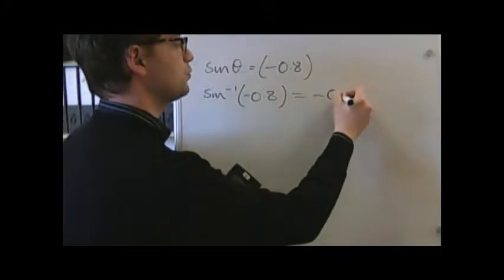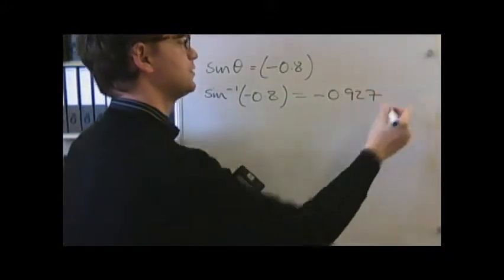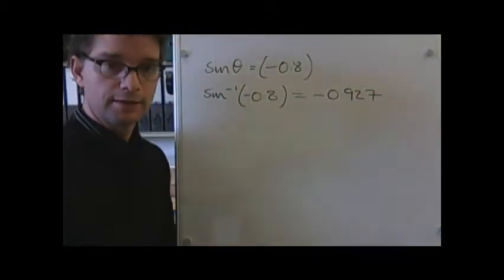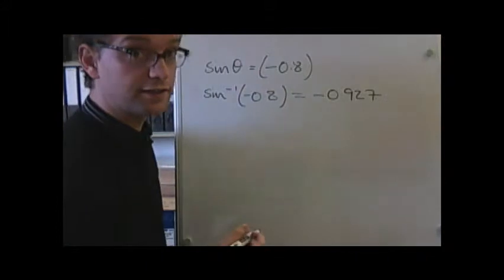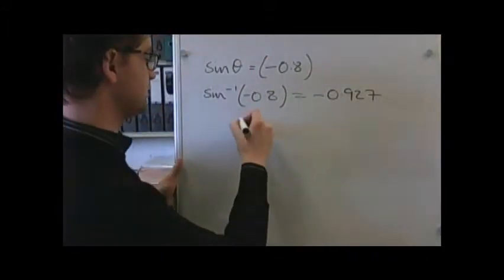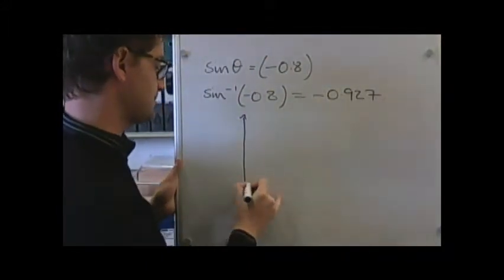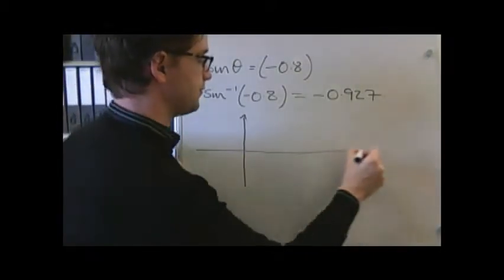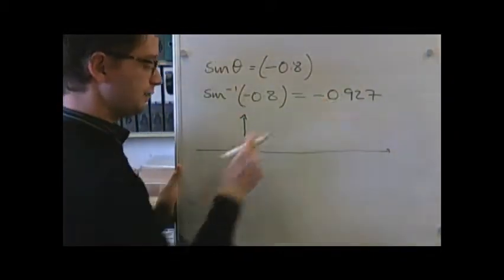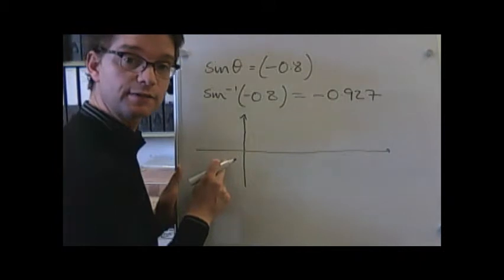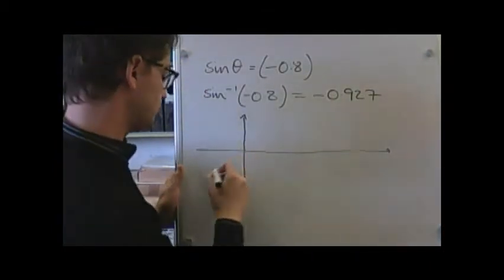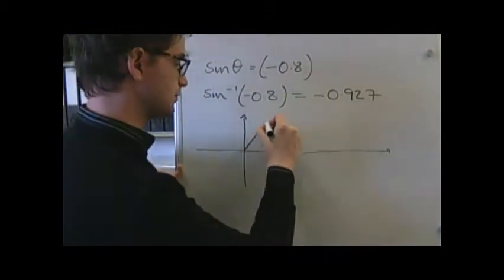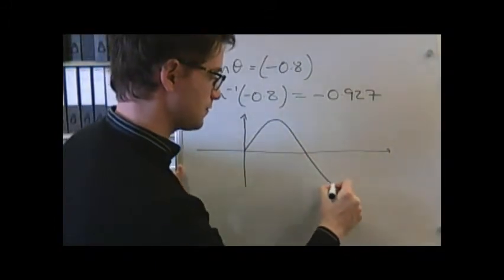So we've got minus 0.927. Now that's slightly different to last time in terms of where our other solutions are going to be and how we're going to use the curve. It's different because this is a negative value, so we're down here on the x-axis somewhere. If we look at the curve, I'll start with this bit of the curve.